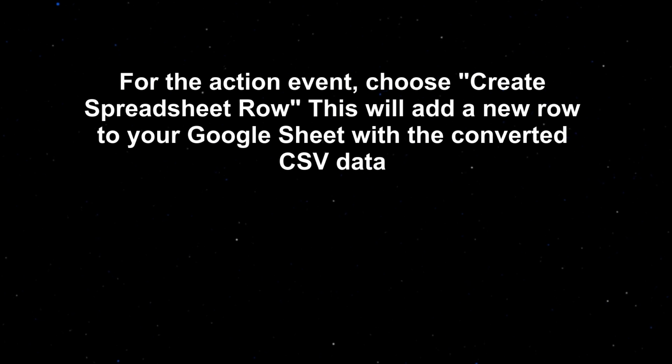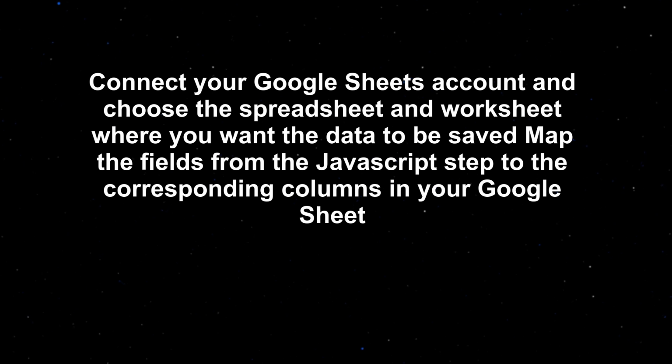Next, we'll choose where to send our freshly converted CSV data. Search for Google Sheets and select it. For the action event, choose Create Spreadsheet Row. This will add a new row to your Google Sheet with the converted CSV data. Connect your Google Sheets account and choose the spreadsheet and worksheet where you want the data to be saved. Map the fields from the JavaScript step to the corresponding columns in your Google Sheet.